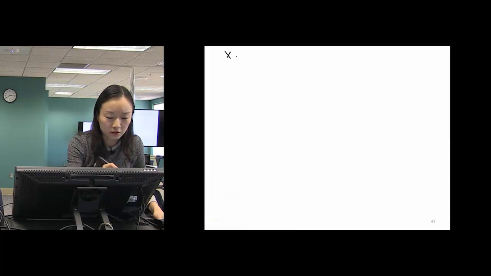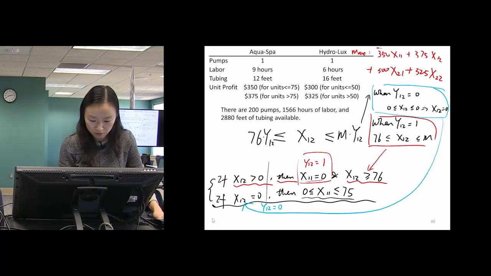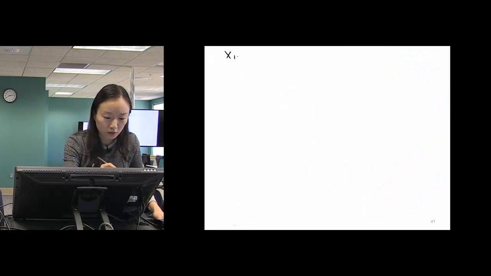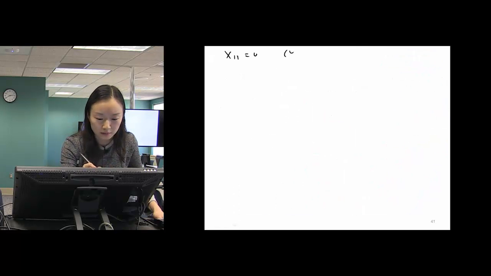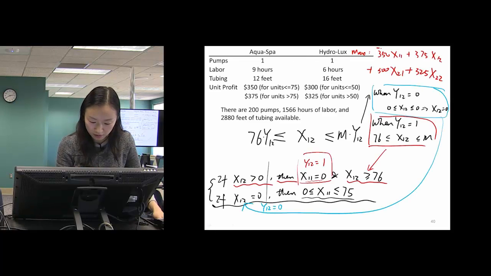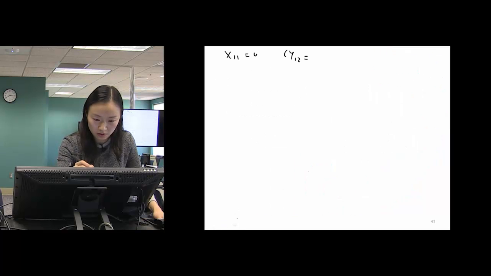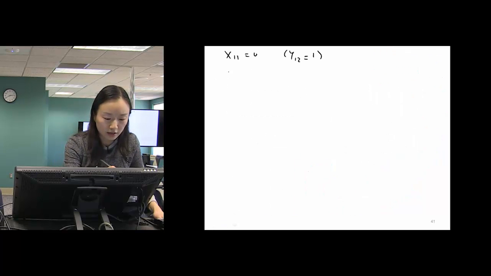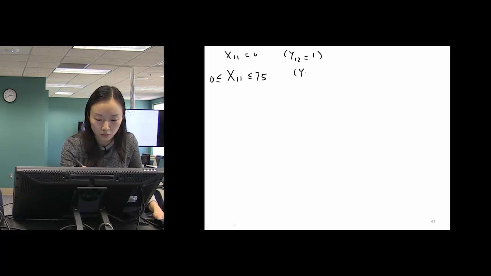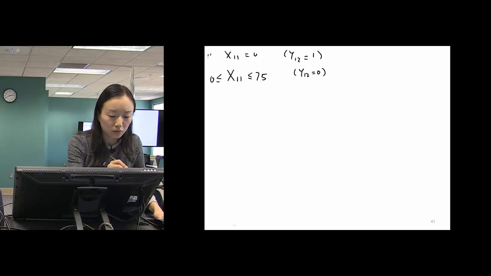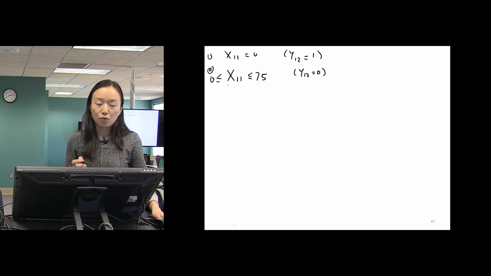So your first one is x here. Here, the first thing is x11 equal to 0, okay? x11 equal to 0. At that time, the y12 equals 1, right? Here. I just put it here to remind us. And the other thing we want to do is that it is between 0 and 75. At that time, my y12 is 0. Okay, but 1, 2, these are the two situations that I want to achieve.